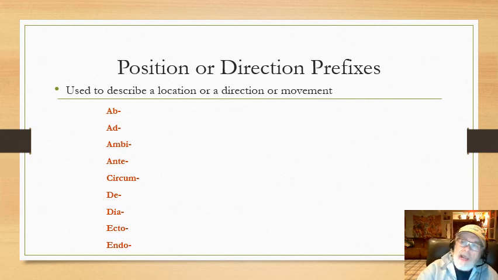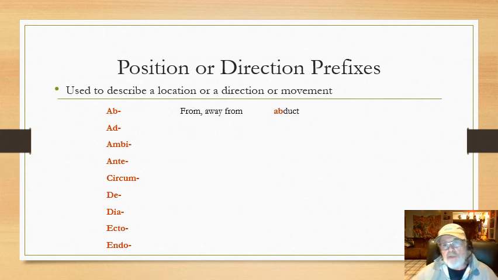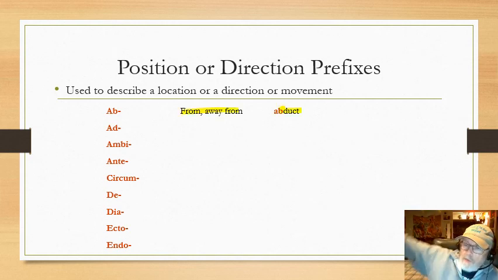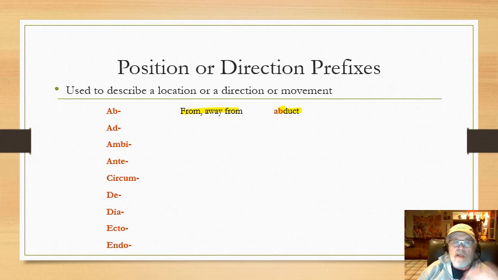Okay, ab means away from. If someone is taken, they're abducted, and what do you do? You take them away. So that's an easy way to remember. So ab means away from. Abduct: if I take my arm and raise my arm out to the side, my arm is being abducted because it's moving away from my body. So ab means moving away from something.